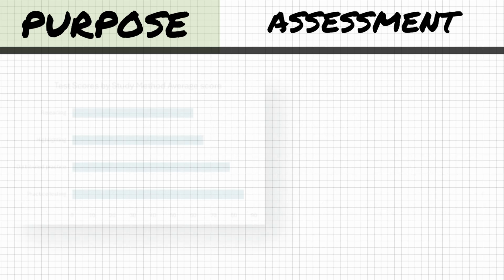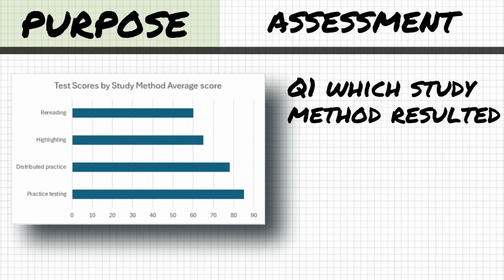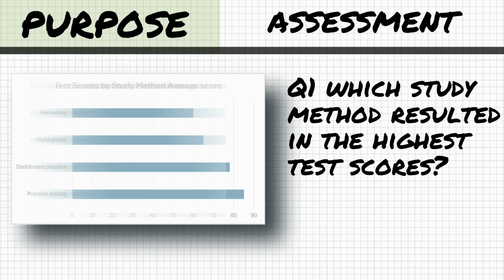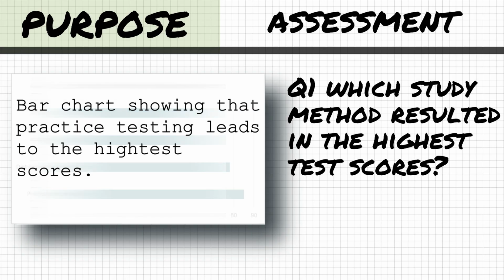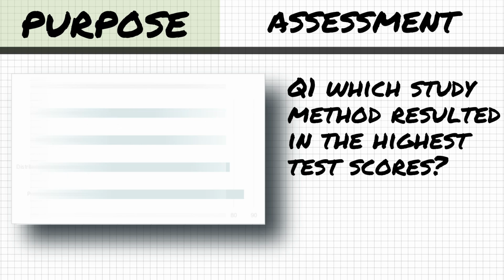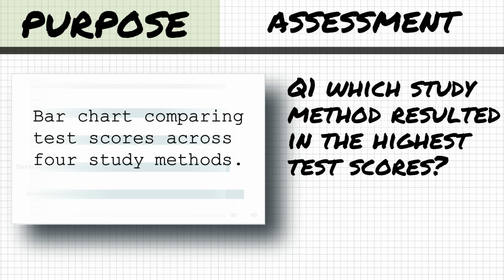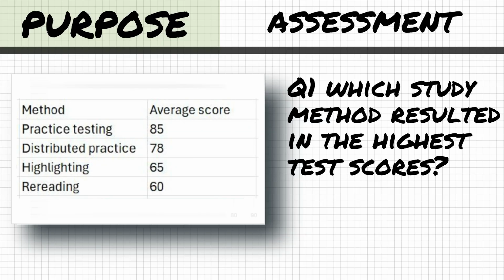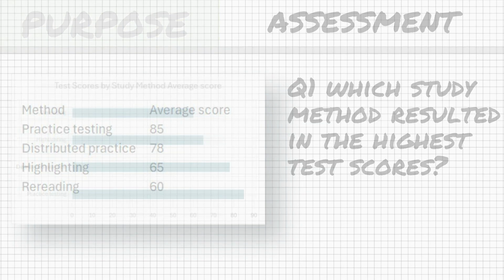Here's an example. Suppose you show a bar chart and ask, which study method resulted in the highest test scores? If your alt text says, bar chart showing that practice testing leads to the highest scores, you've just given away the answer. Instead, your alt text might say, bar chart comparing test scores across 4 study methods, and then you provide the data in a table. Practice testing 85, distributed practice 78, highlighting 65, rereading 60. Now the student has access to the same information, but still has to answer the question.